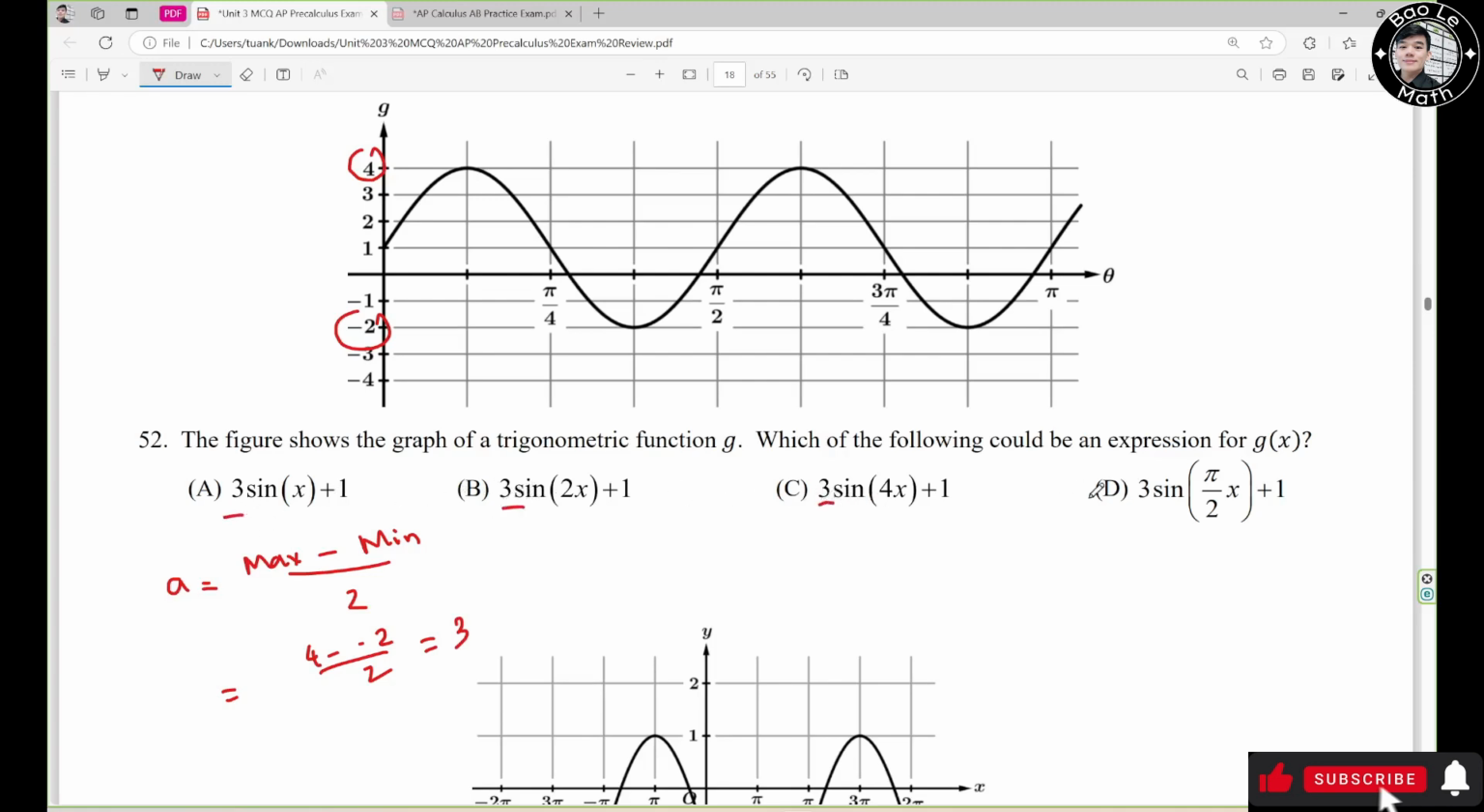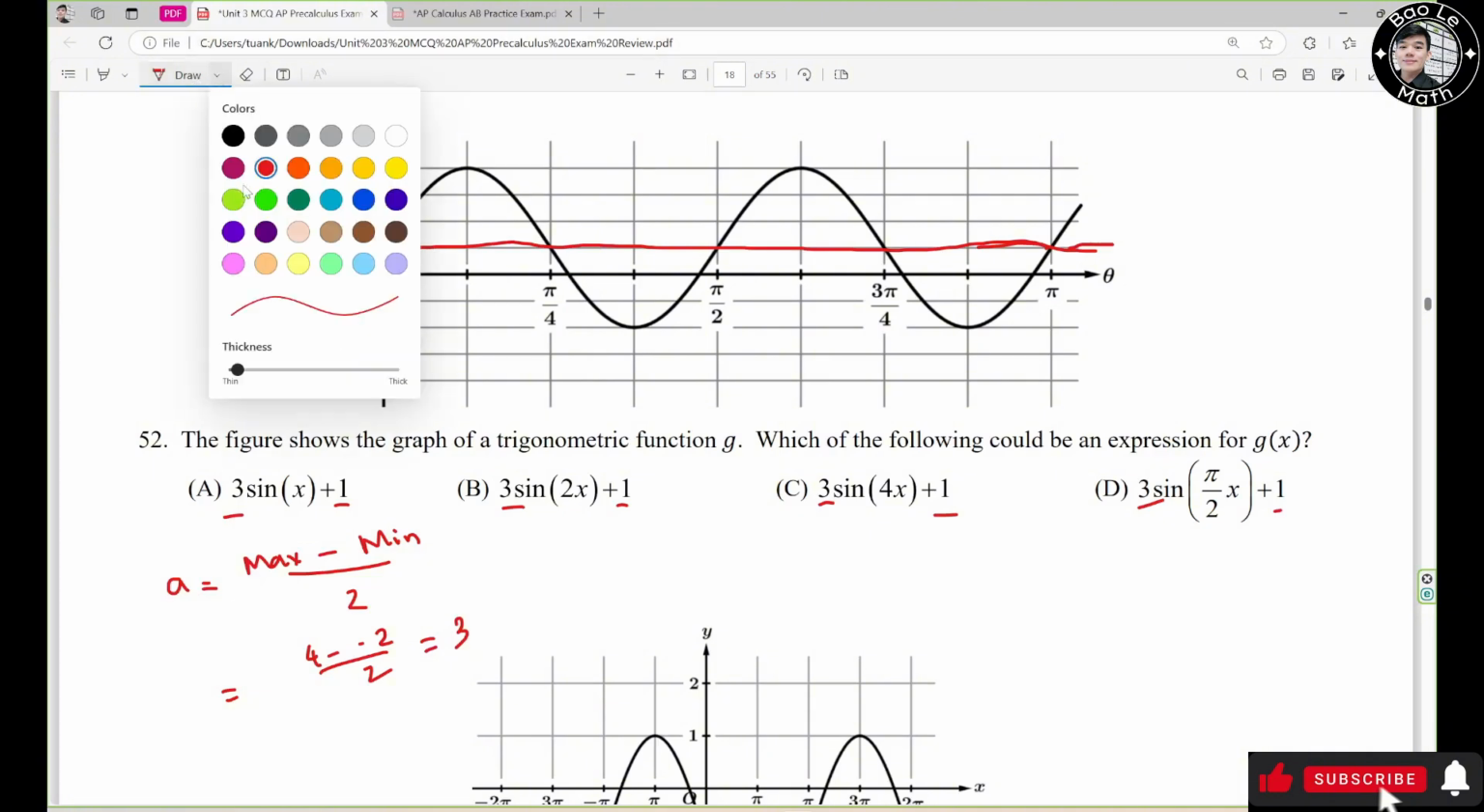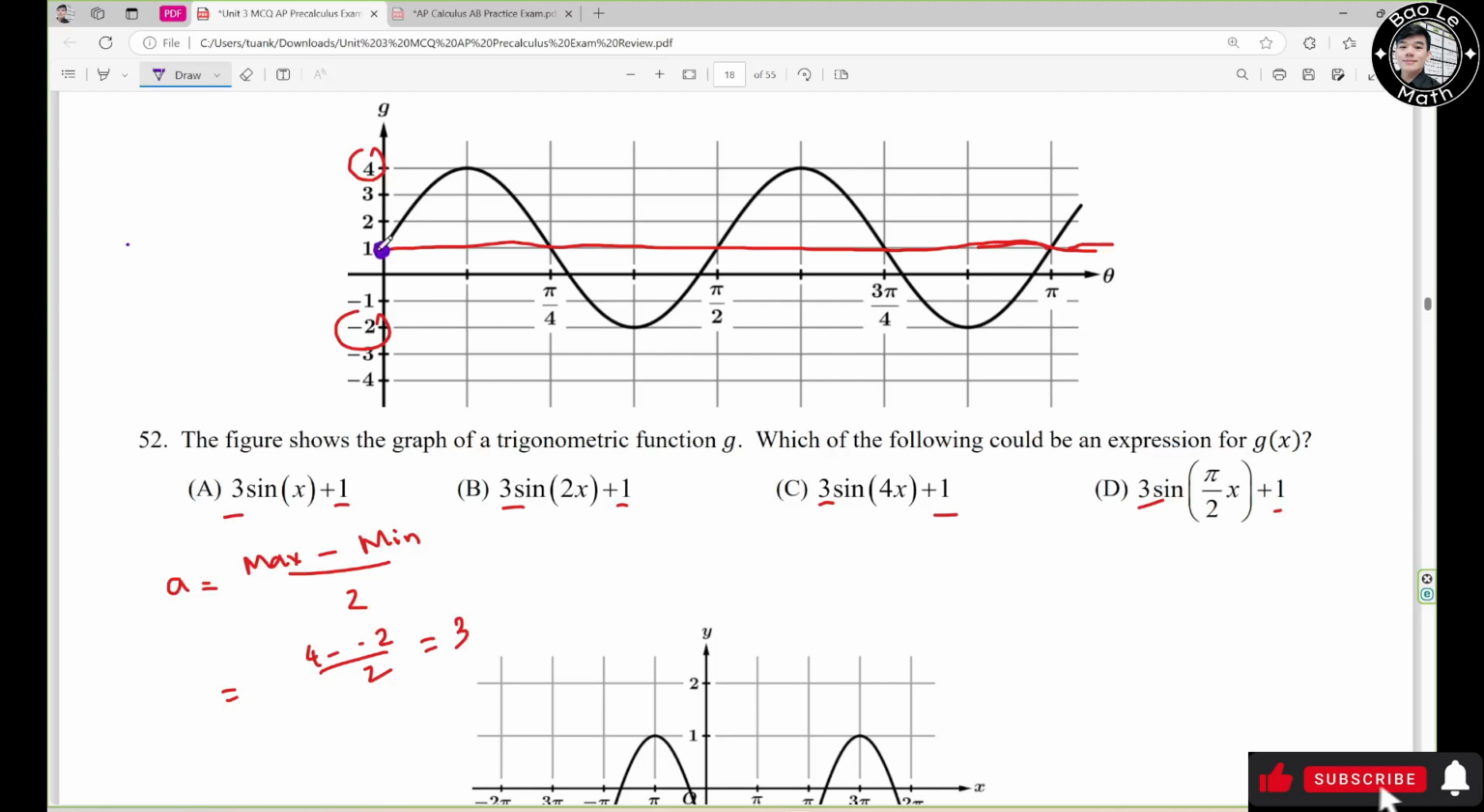So the answer choices would be A, B, C, D, right? Now we have the midline, they all have 1, right? So we just draw the midline right here. Now we need to find the period. The period is the distance between the initial point and the end point within one cycle, right? So it could be pi over 2, right? So the period is pi over 2.